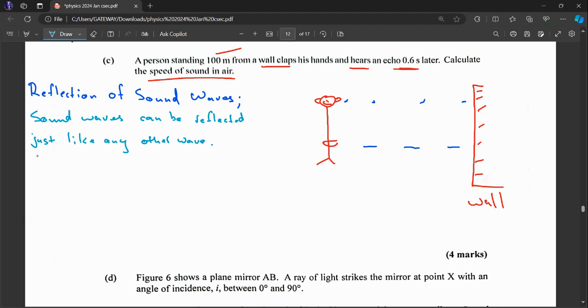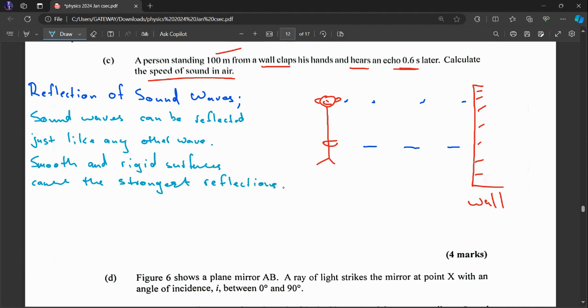So smooth and rigid surfaces cause the strongest reflections.